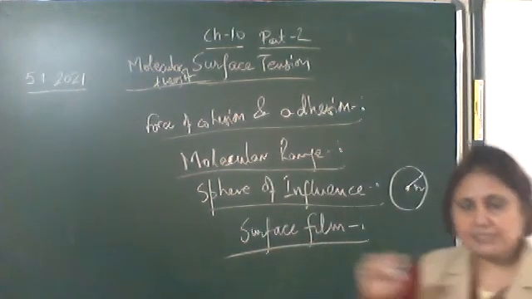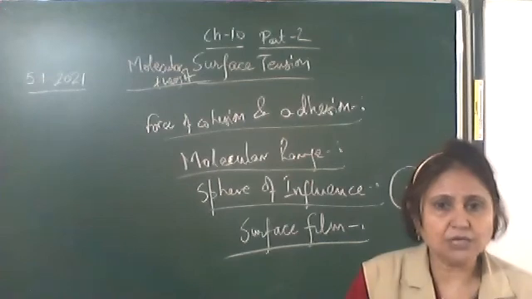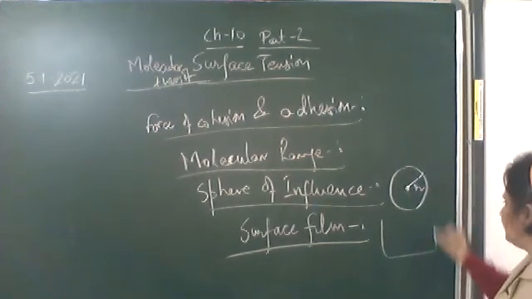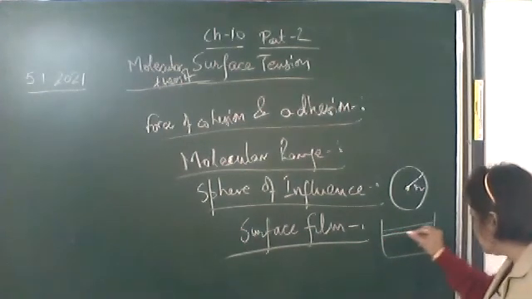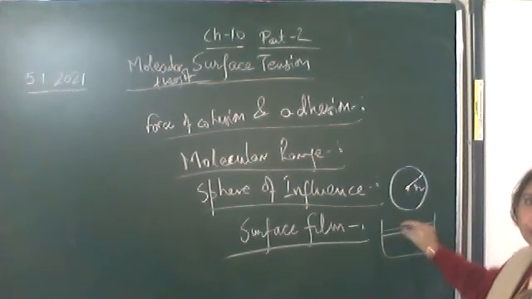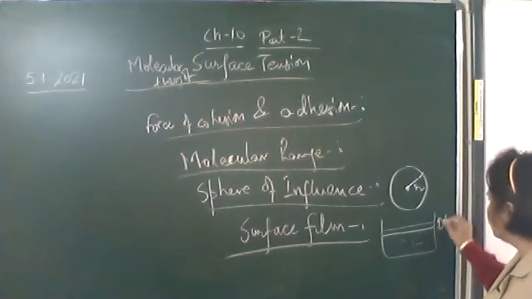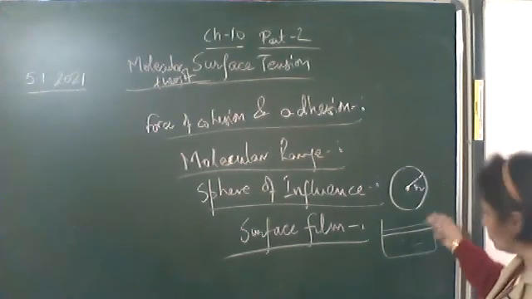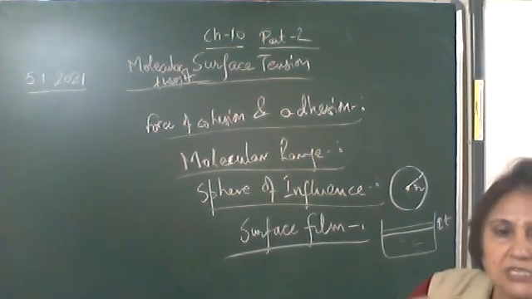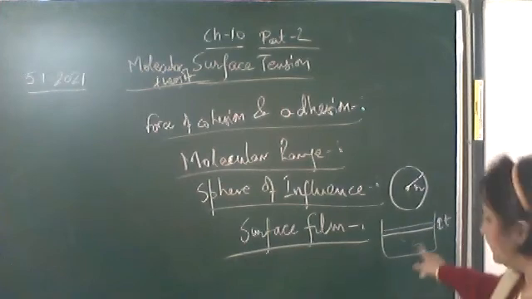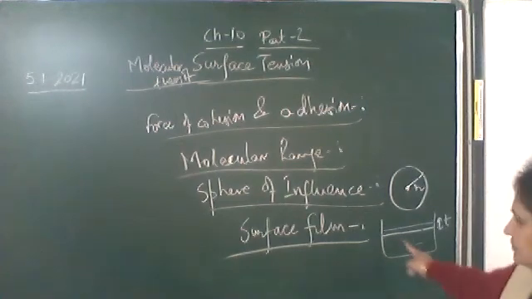Okay, at the upper surface of the liquid, we draw a thin film whose thickness is equal to the molecular range. Let me take a liquid in a container, and this film we have drawn on the upper surface of the liquid has a thickness equal to the molecular range. So this film is called the surface film. So write down: surface film.